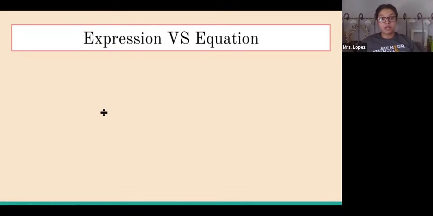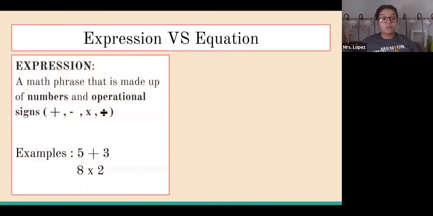We have an expression versus an equation. So an expression is a math phrase that is made up of numbers and operational signs. So that includes the addition, the subtraction, multiplication, and division. And the examples are 5 plus 2 and 8 times 2.